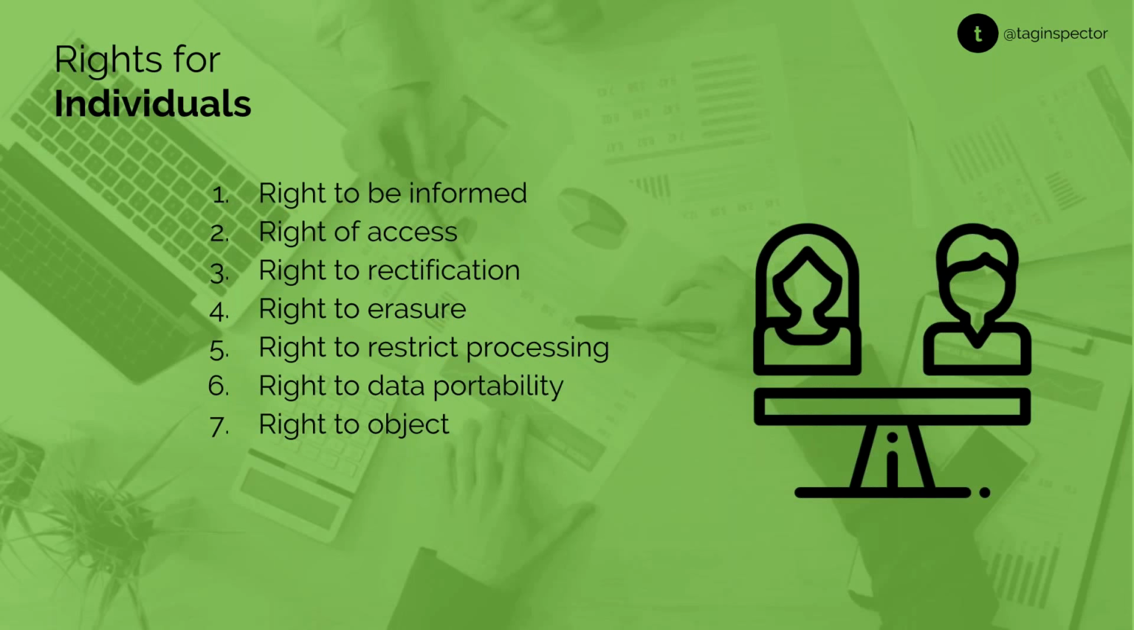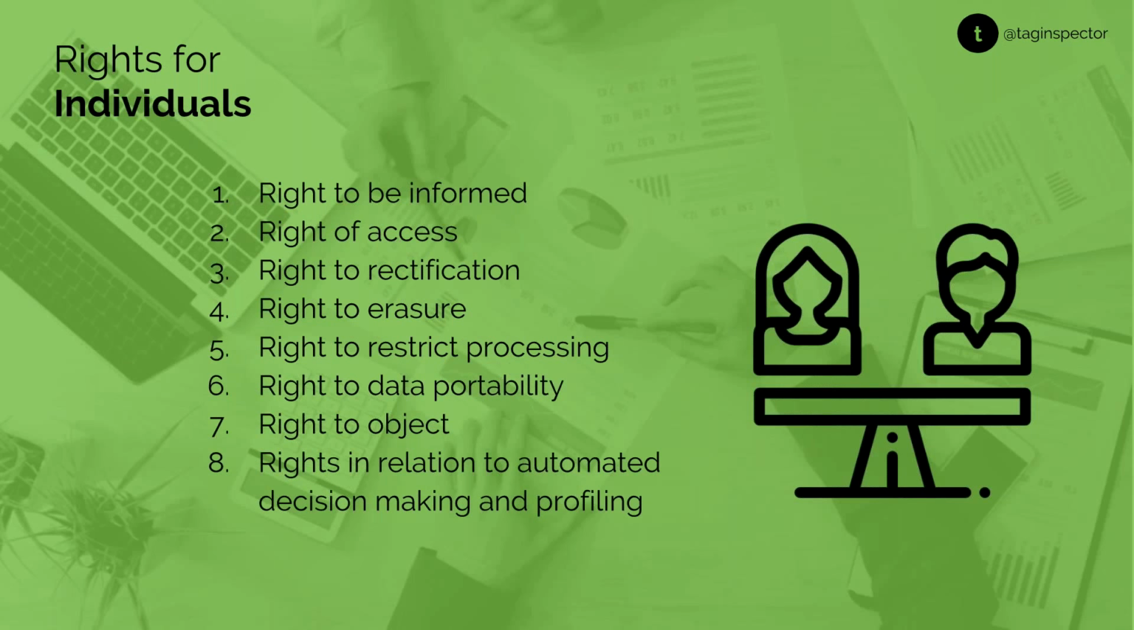Basically, they just have the right to opt out and say, no, you can't do that. You must inform subjects of this right at the first point of communication within your privacy notice if you are using legitimate interest. And then you must offer subjects a means of opting out or a means of objecting. And then finally, there are rights in relation to automated decision-making and profiling.